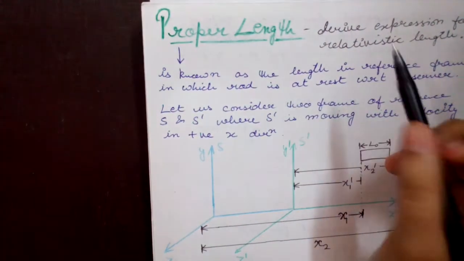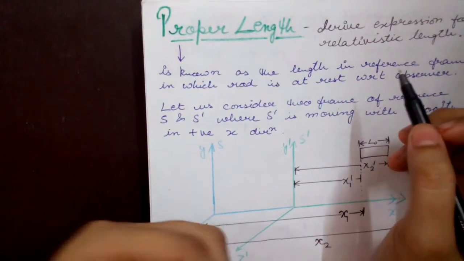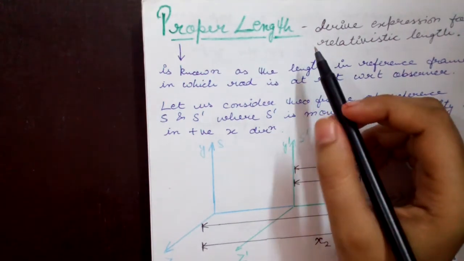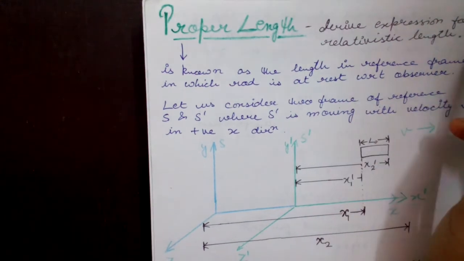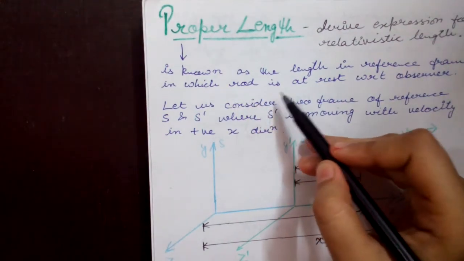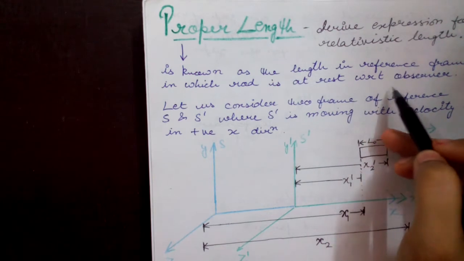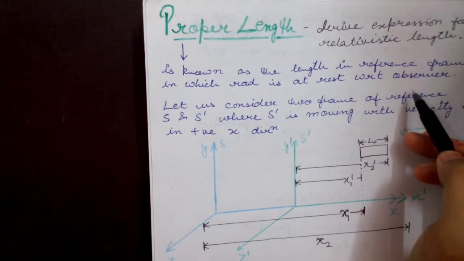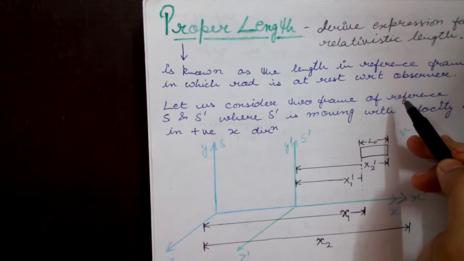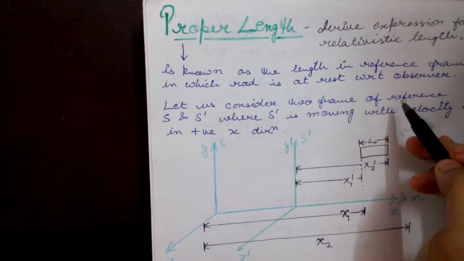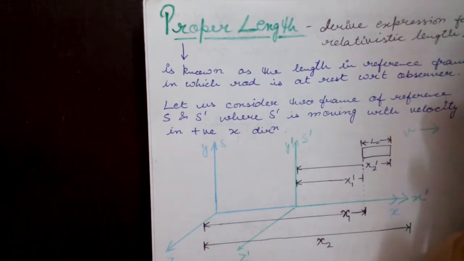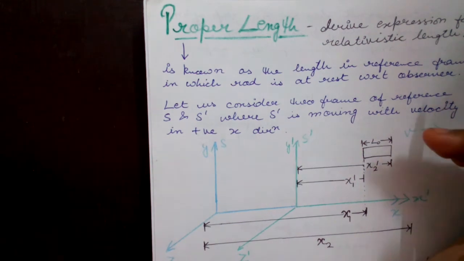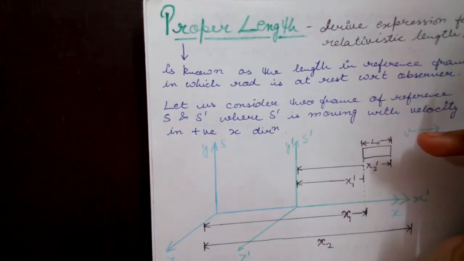Hello everyone, let's start a derivation of proper length. Proper length is known as the length in the reference frame in which the rod is at rest with respect to the observer. For example, if you are sitting in a train and in front of you one box is kept, the length of the box that you are seeing by sitting inside the train is known as proper length.